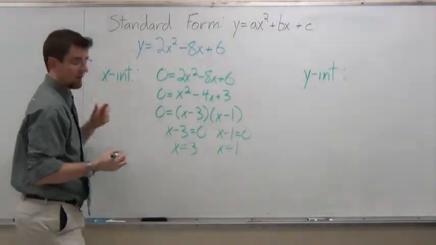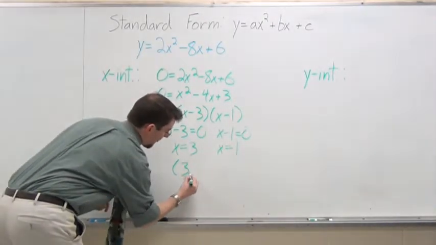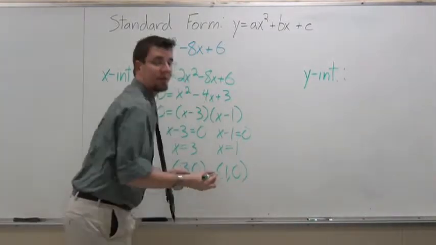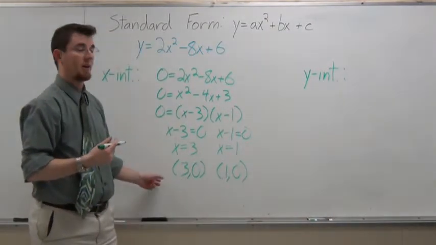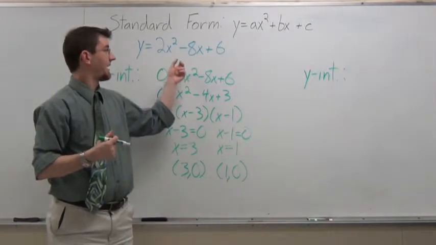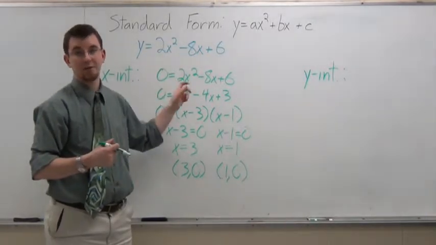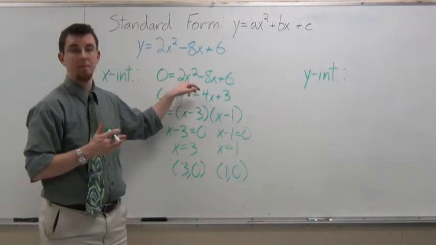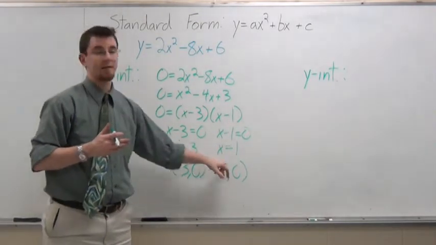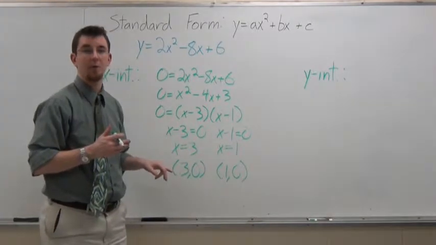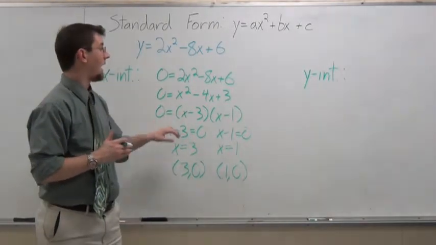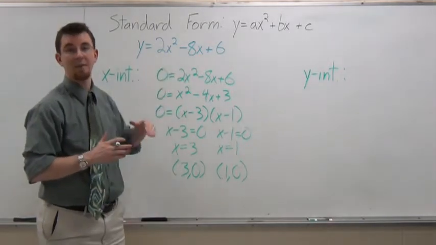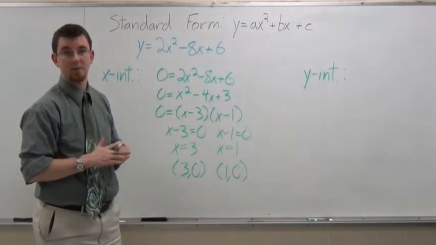Again, I'm going to write it as a point. So 3, 0, and 1, 0 are my coordinates for my x-intercepts. Now, admittedly, I have a problem here that I could factor. If it wasn't something that you could factor, you might have to use the quadratic formula, in which case you would need to write your final answer using the quadratic formula as two separate points. But either one of those ways you could potentially have to use in order to find those x-intercepts.